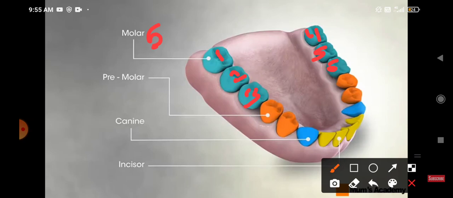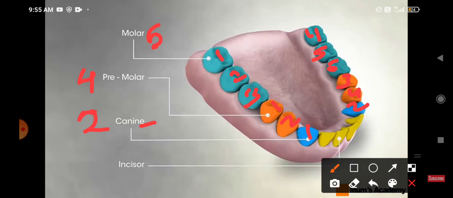Okay, now we are going to count the premolar teeth, which are colored in orange. 1, 2, 3, 4. So there are 4 premolar teeth. Now we are going to count canines. 1, 2. Canines are in blue color. So there are 2 canine teeth.